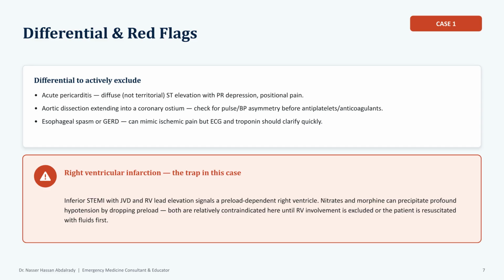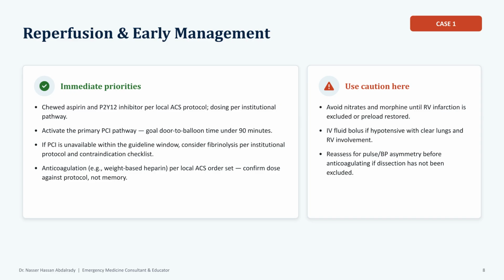Watch for the trap. This patient has RV infarction. His right ventricle is preload dependent, making nitrates and morphine potentially dangerous. Withhold them until RV involvement is addressed. Immediate priorities include aspirin, a P2Y12 inhibitor, and activating the PCI pathway for a goal door-to-balloon time under 90 minutes. If hypotensive with clear lungs and RV involvement, prioritize IV fluid boluses instead of vasodilators.